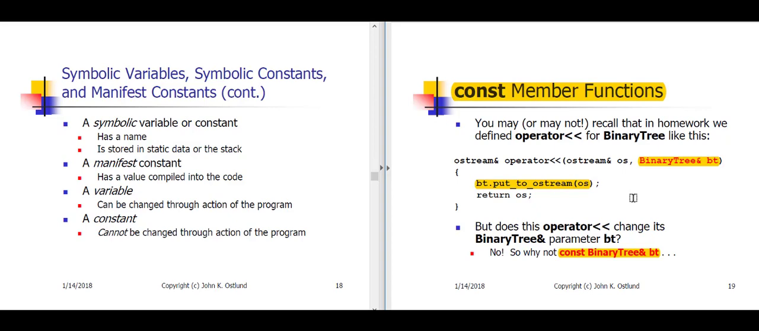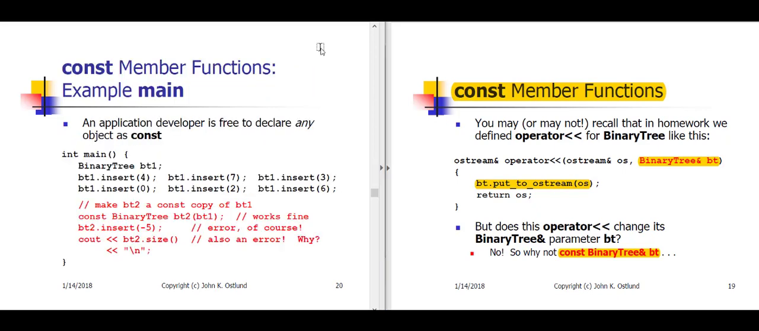So how do we tell the compiler that a particular member function like put2ostream is not going to change the current object? Now, it's tempting to say, well, who cares? This function works fine. We know that we're not changing the binary tree object bt, so why should we bother fussing around with const? Well, let's take a look at this main function over here on slide 20, written by some application developer who is perhaps someone other than us.